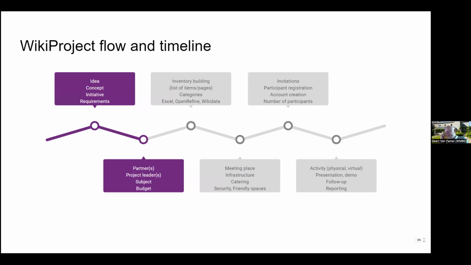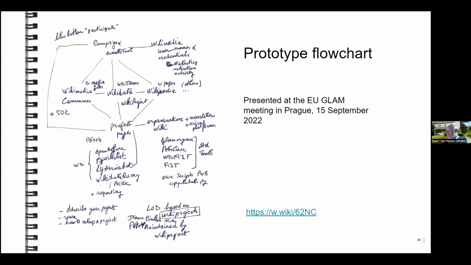So part of organizing the activity is also looking for a physical meeting place, the infrastructure, maybe catering, maybe travel, to make sure that you have a secure place to work, that you have a friendly space for your activity. And then also sending invitations, registering participants, the creation of user accounts maybe, to know how many participants there are, and so on. And then to organize the activity, to do a presentation, a demo, allow the students to write an article and to do further follow-up.